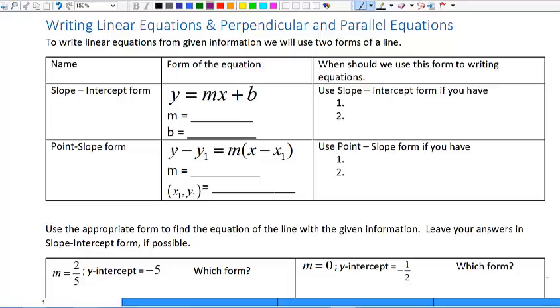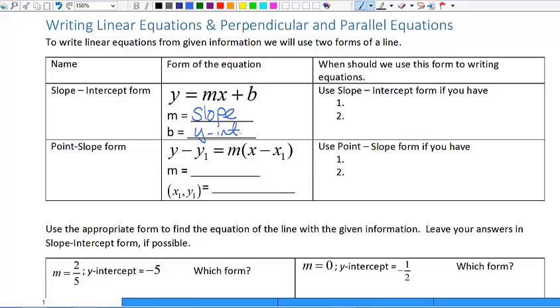Today we'll be writing linear equations and perpendicular and parallel line equations. To write linear equations from given information, we'll use two forms of a line. The first form we've already talked about, and we just need to remind you: slope-intercept form, y equals mx plus b, where m is the slope and b is the y-intercept.